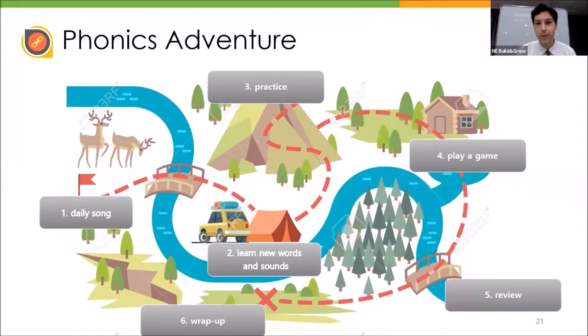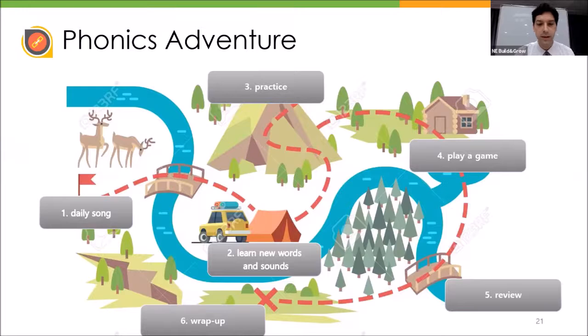And what I'm going to do is tell my students, okay, good morning, everybody. Now, are you ready to go on another phonics adventure? And then I'm going to explain what that entails. So, okay, first, we're going to sing our daily song. Many times in the classroom, you start by singing some kind of song to get the students prepped and ready to do the actual work, right?